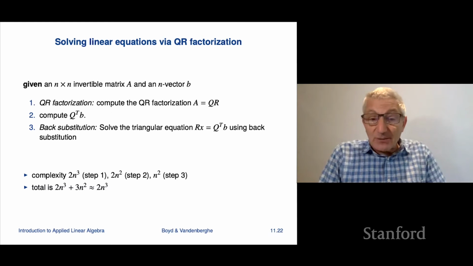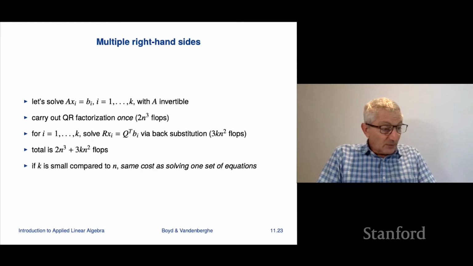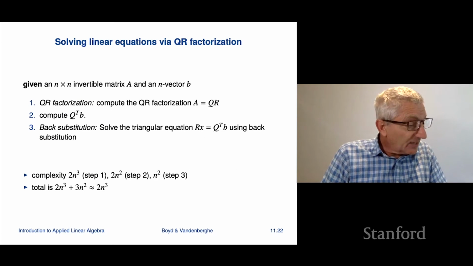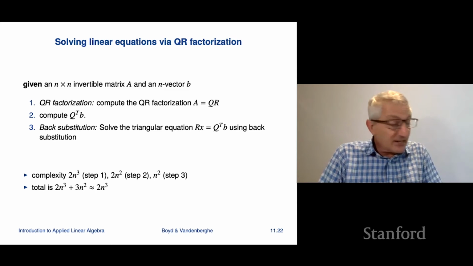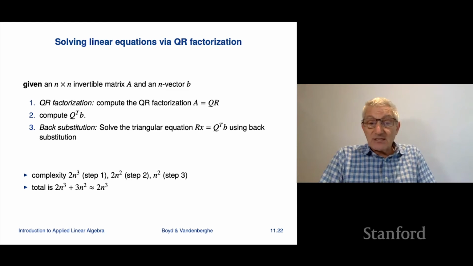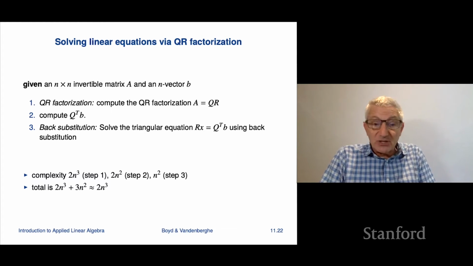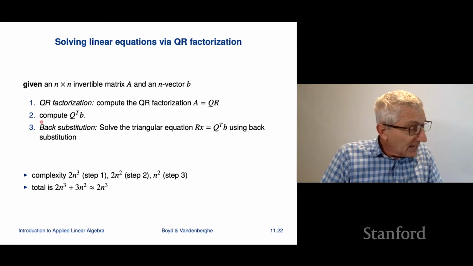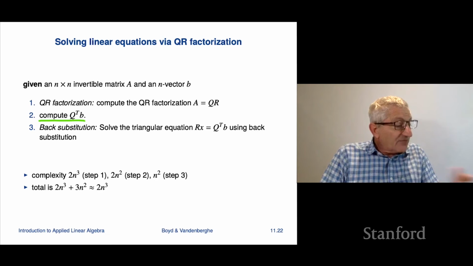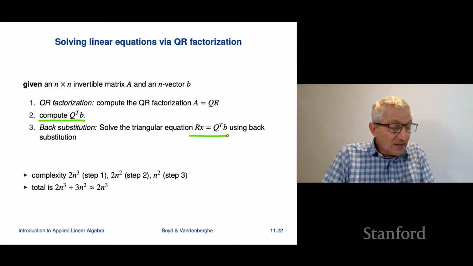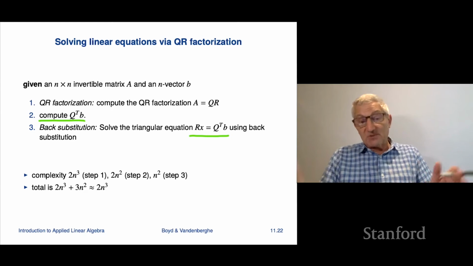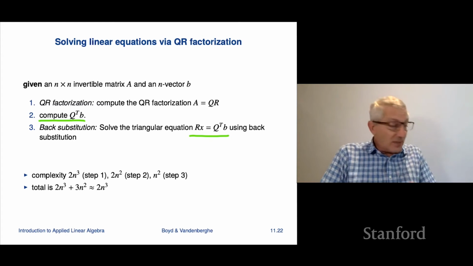So here's the algorithm written out as some pseudocode. We're given an n by n invertible matrix A and an n vector b. The first thing is you do QR factorization. That costs us, well, we'll get to that, roughly 2n cubed flops. Then we calculate Q transpose b, which is a matrix vector multiply. And then finally, we call back substitution on this system of equations. We can do that because R is upper triangular with non-zero diagonal elements.